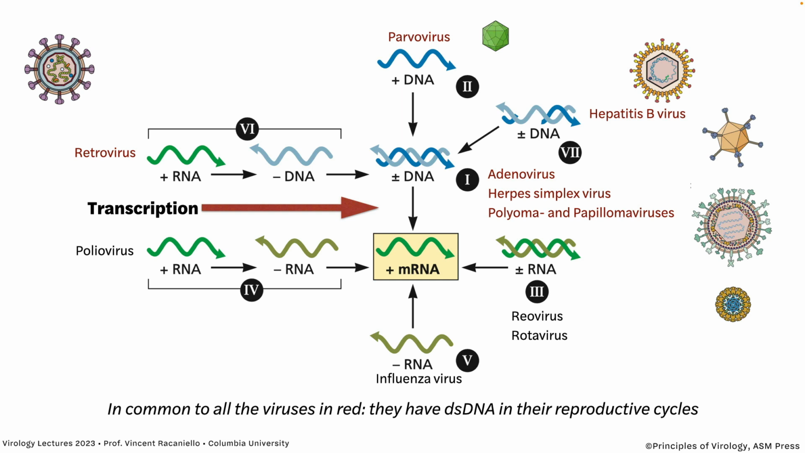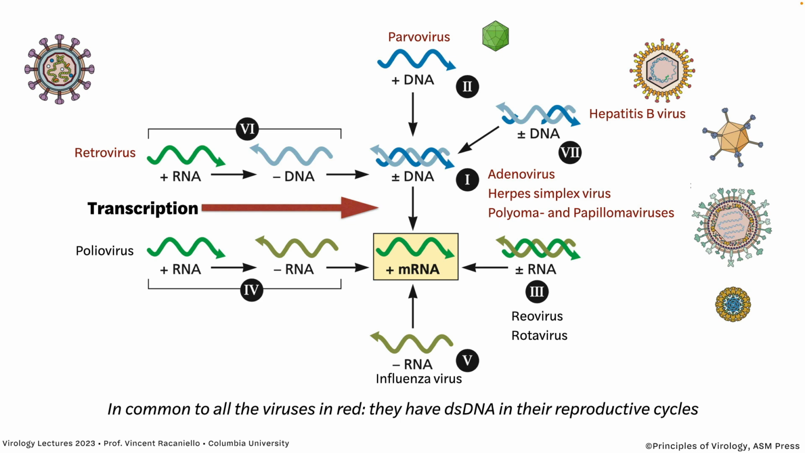So today, we're going to be talking about the viruses in red. You can barely see the red here, but they include hepatitis B virus, parvovirus, adenovirus, herpes simplex, papilloma, and polyomaviruses. Those are the viruses with some kind of DNA in the particle. And they have double-stranded DNA in their reproduction cycles, and they undergo what we call transcription.